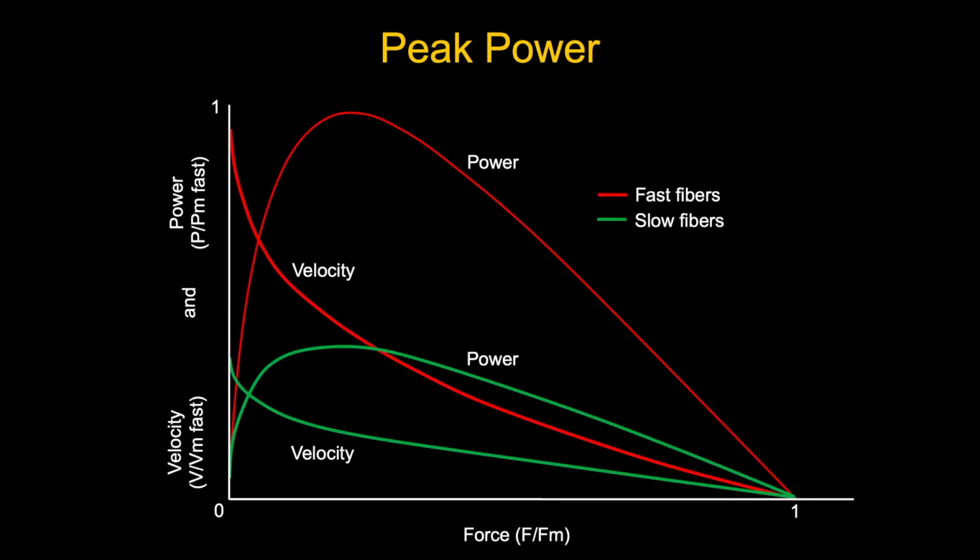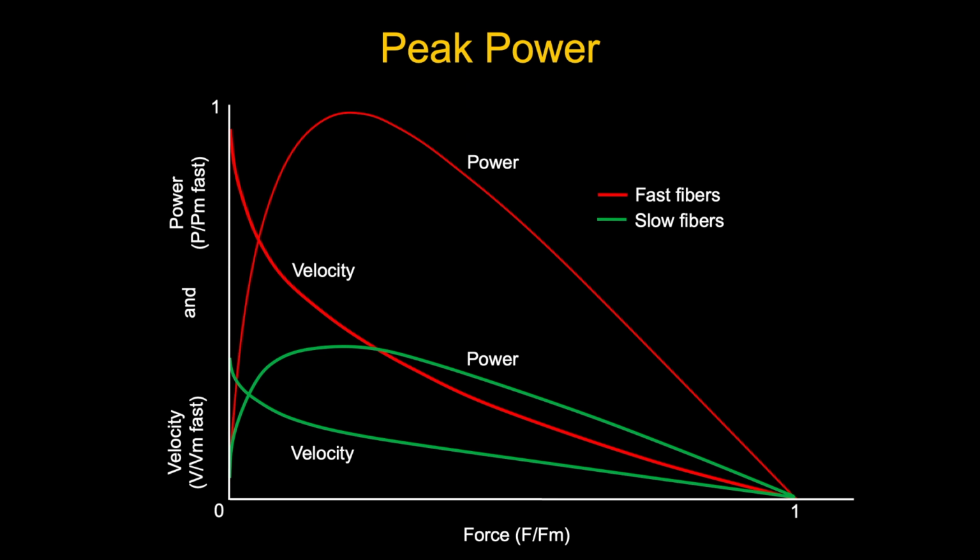In this diagram, we're looking at peak power. On the y-axis, we have two variables listed. We have power and we have velocity. On the x-axis, we have force. It's important to note that the velocity, power, and force are all expressed relative to the maximum values for the fast fiber. So we're looking at velocity and power curves for fast and slow muscle fibers.